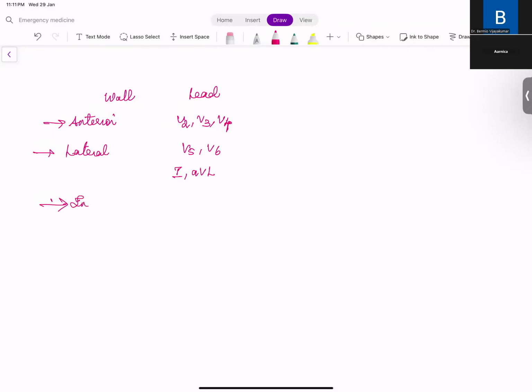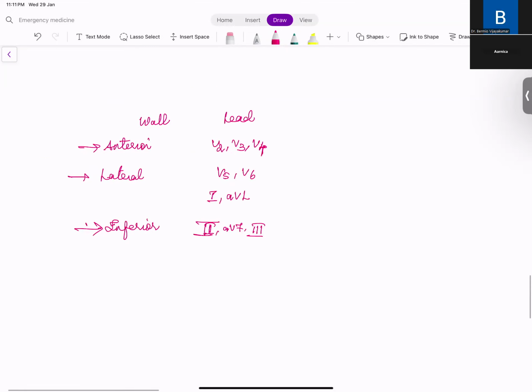Now what about the inferior? Inferior wall, lead 2, lead AVF and lead 3. So last discussion, we also told you about what mainly supplies the anterior wall of the heart. If you remember, it is the left anterior descending artery. So left anterior descending artery supplies the anterior wall of the heart. What supplies the lateral wall of the heart? It is mainly the left circumflex artery, LCX.